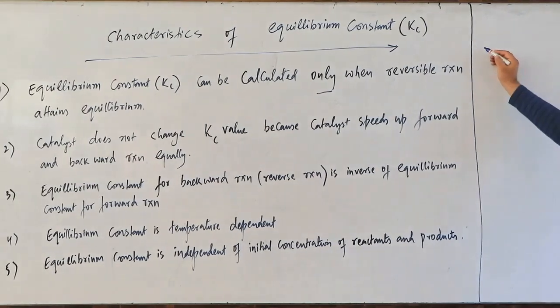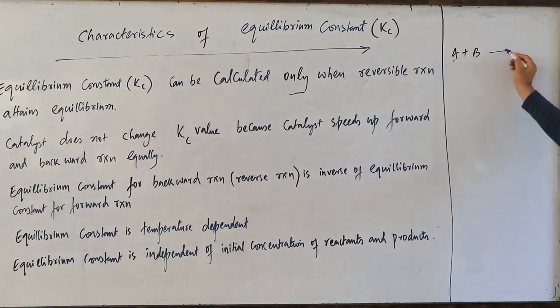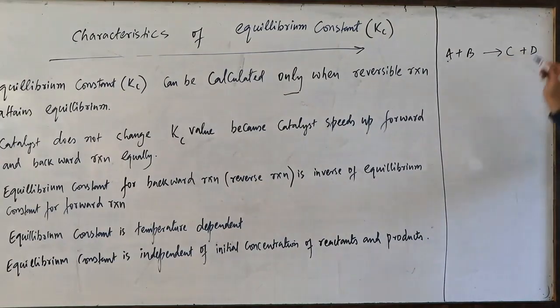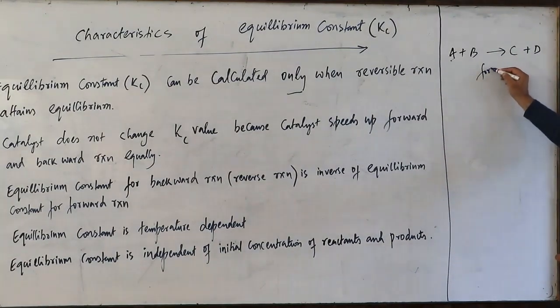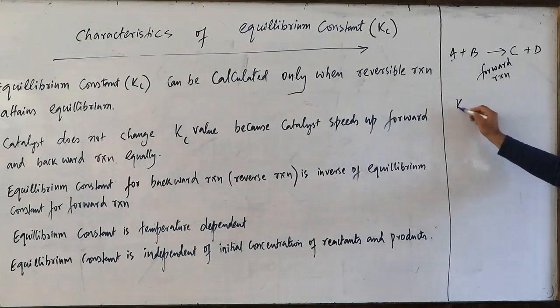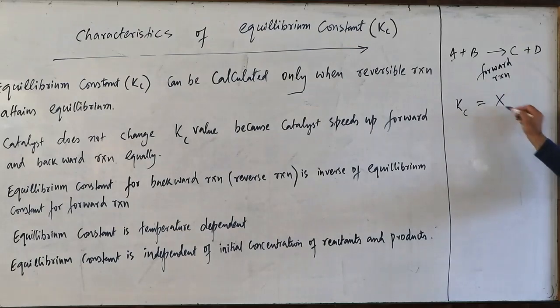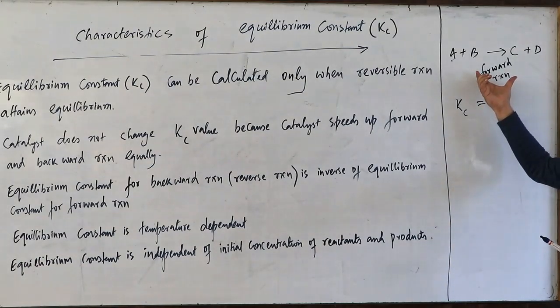So have a look. If you have a chemical reaction, A plus B gives me C plus D. This is my chemical reaction. Okay? So this is only a forward reaction. So here I can't calculate the Kc value for this because this reaction has not reached equilibrium.